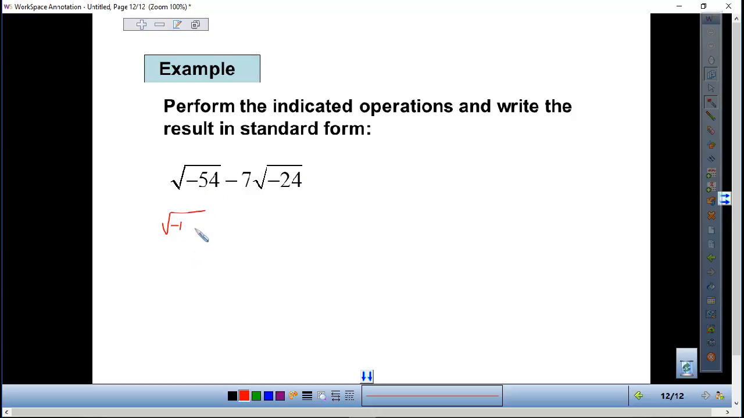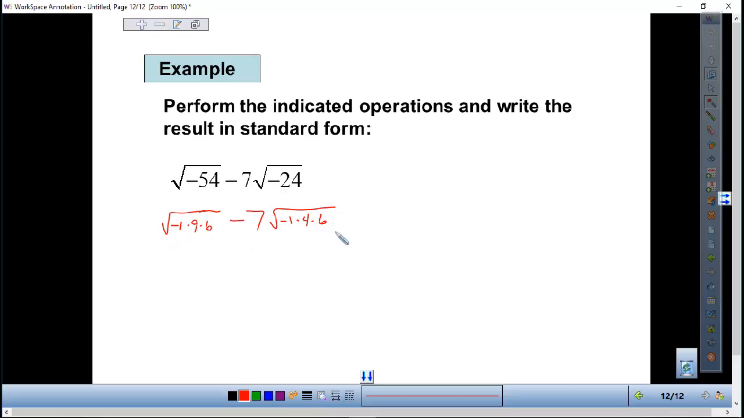We're going to have the negative 1, of course. Is there a perfect square that's a factor of 54? Well, yeah, there's 9. And that's going to be leaving 6 inside. All right, and over here with the 24, same thing, negative 1. Is there a factor of 24 that's a perfect square? Yes, 4. So that's going to leave me 4 times 6.